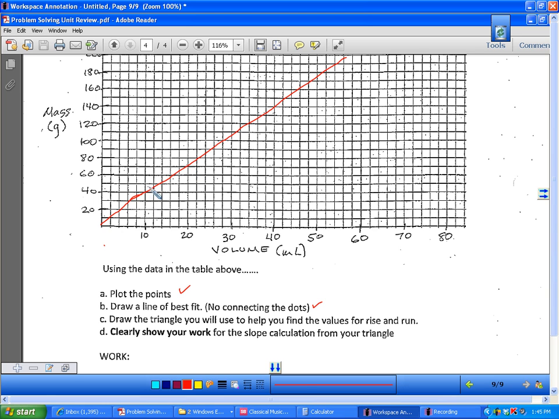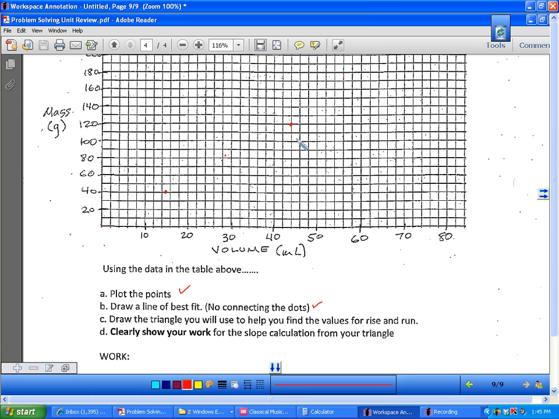So, man, that's not a good thing at all. Let's see. I guess I have to redraw it, don't I? All right, let me try to do that. So my first one was 15 and 39. So there's 14, 15. There it is right there. And then I had 31 and 80, or about 81.2. So there's my second one. And then I had 44 and 120. Looks like about right there.